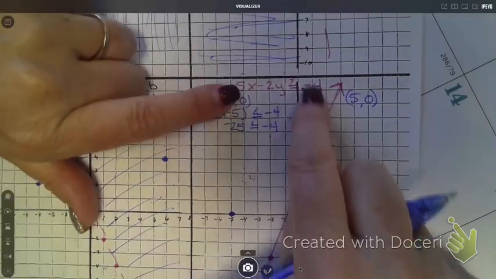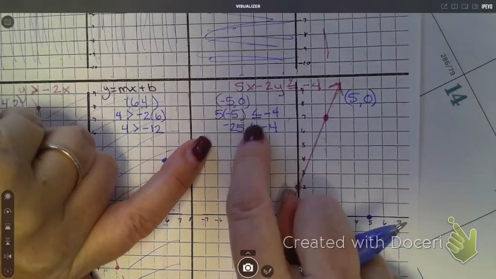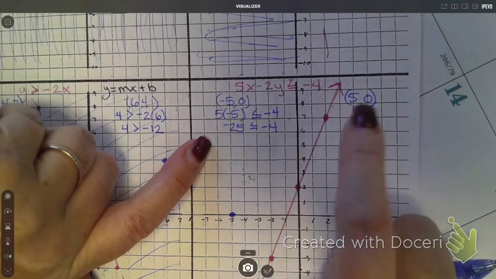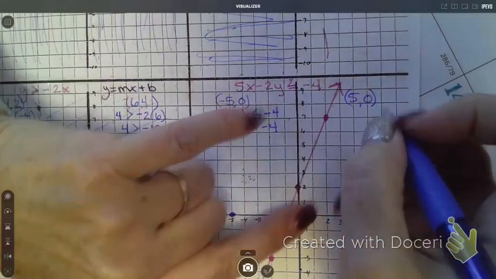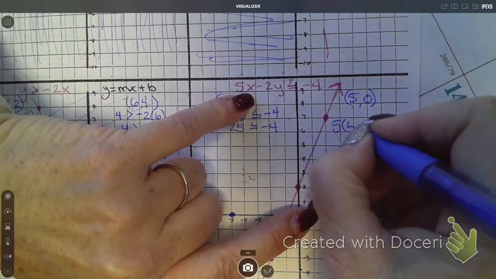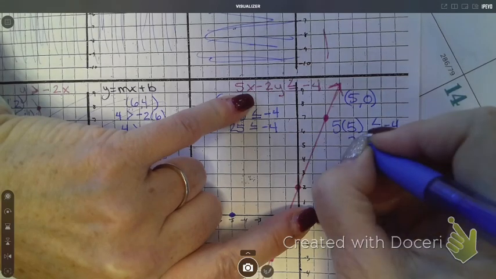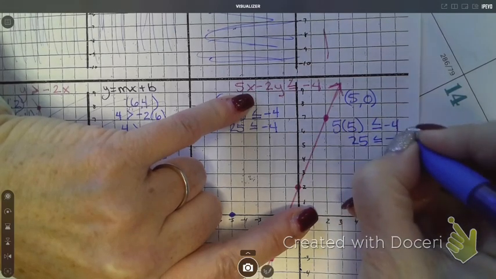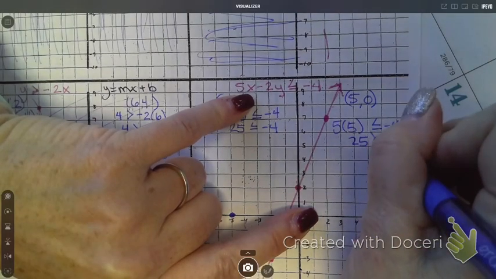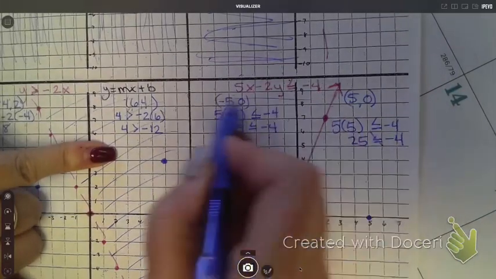Okay, so now this works, because negative 25 is less than or equal to negative 4, right? But I'm going to make sure I did my math right. So I have 5 times 5 is less than or equal to negative 4. So 25 is less than or equal to negative 4. Is that true? No. So it's not on the right, it's on the left. No one's gonna do it.